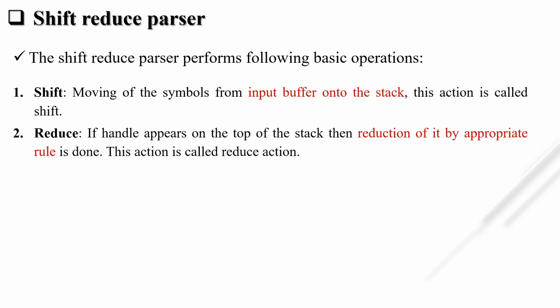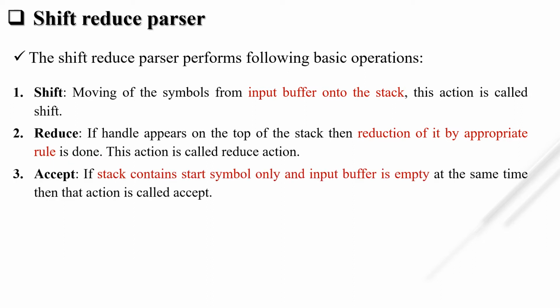Second one is reduce. If a handle appears on the top of the stack, then reduction of it by the appropriate rule is done. This action is called reduce action. Here the handle will be there. That's why it is important to explain handle first, and what is handle pruning, and then we proceed with this shift reduce parser. So in reduction, if a handle appears on the top of the stack, then reduction of it by the appropriate rule is done. This is called reduce action.